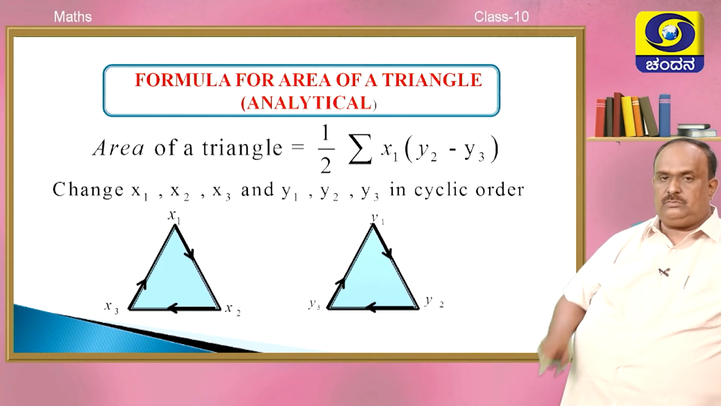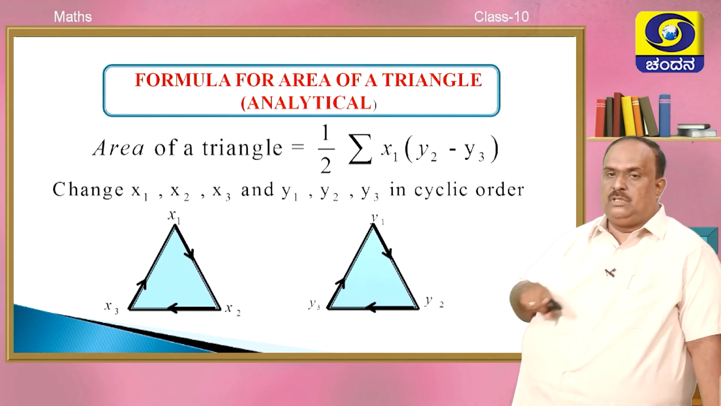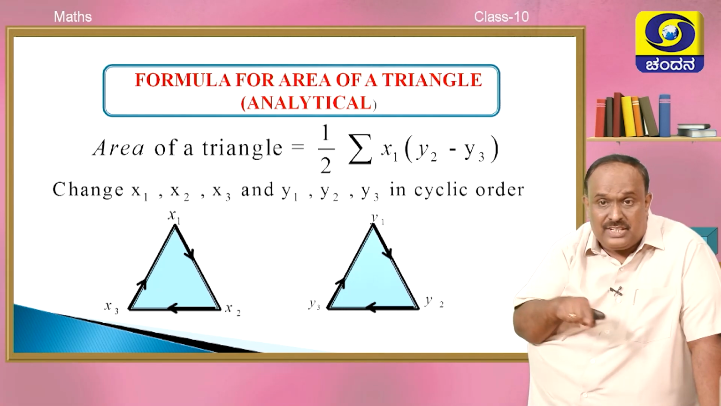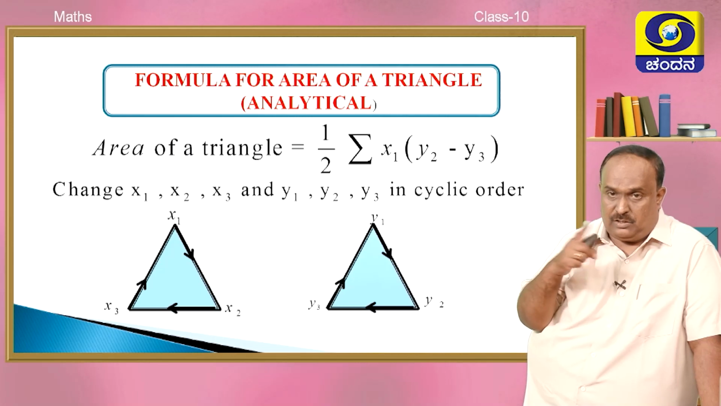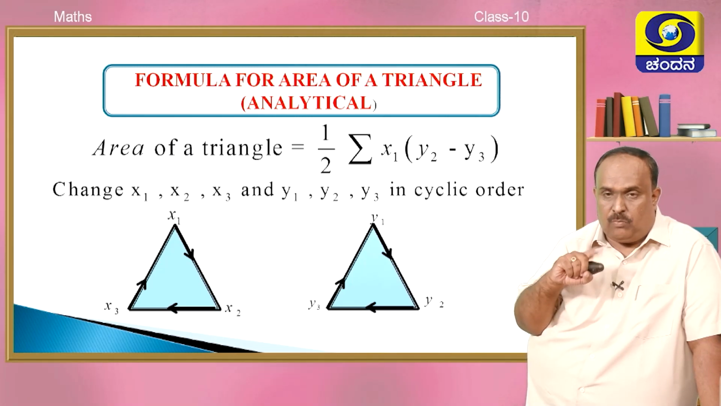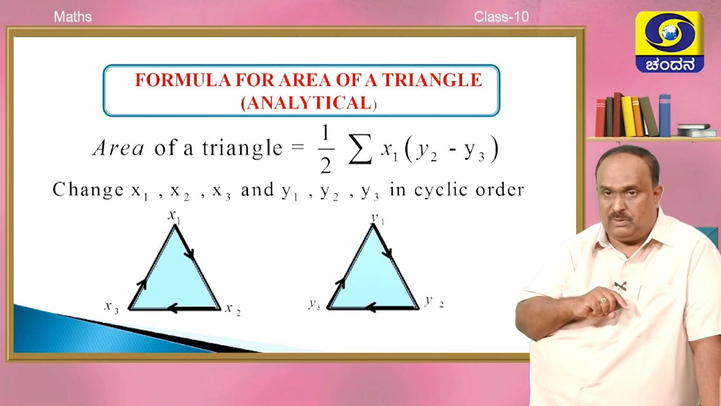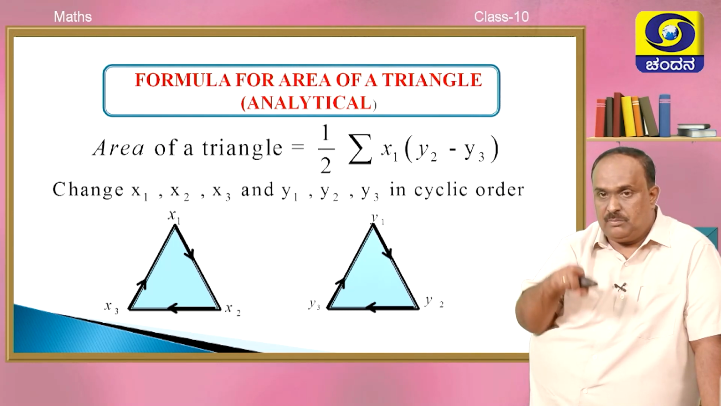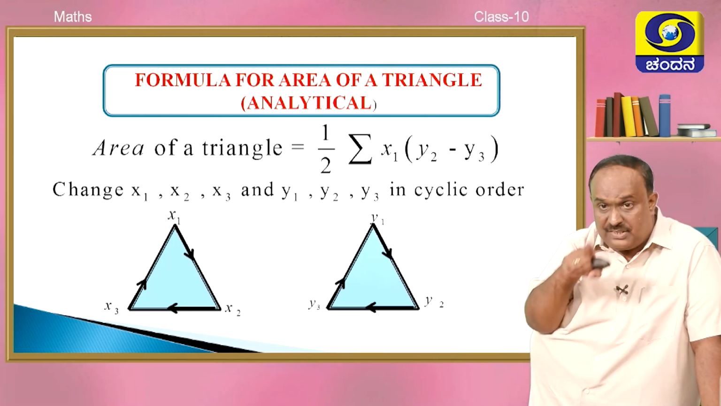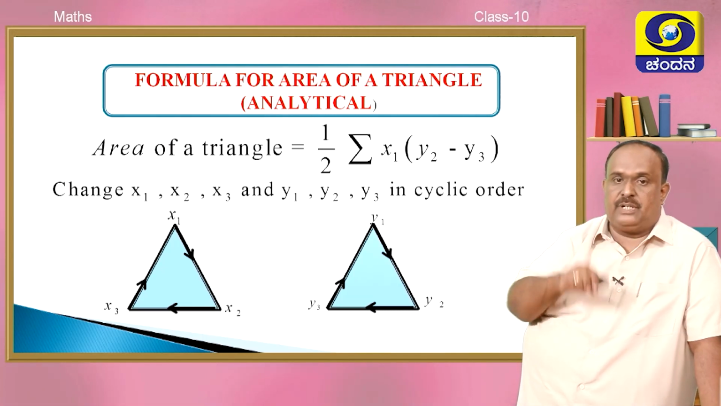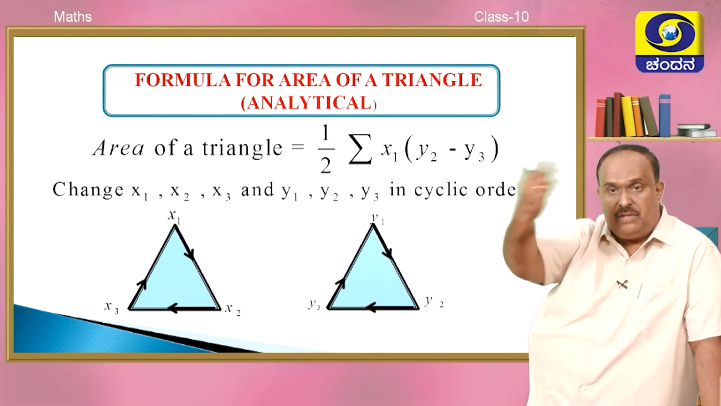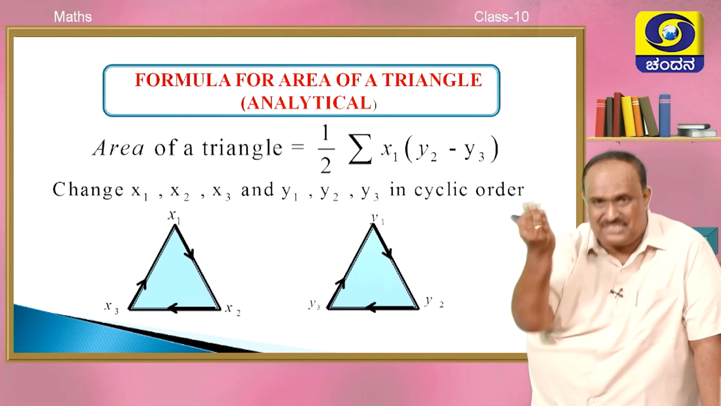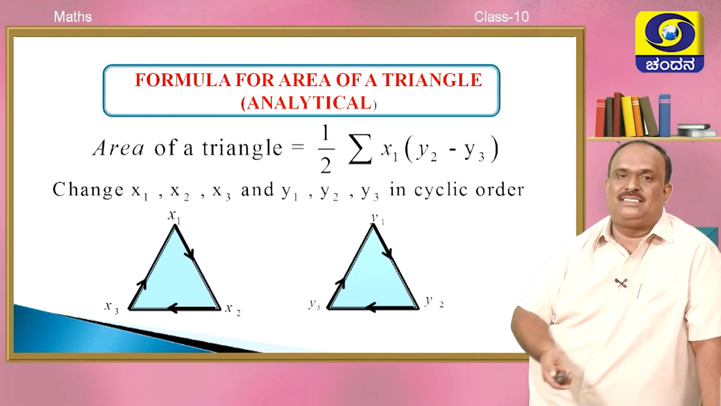Now, these figures will help you. Do you know in which direction we are changing? I said clockwise, right? You can change it anti-clockwise also. What happens? I will let you know in the problems. Change them in the cyclic order. Clockwise you change. x1 to x2, y1 to y2, x2 to x3, y2 to y3, y3 to y1, and x3 to x1.